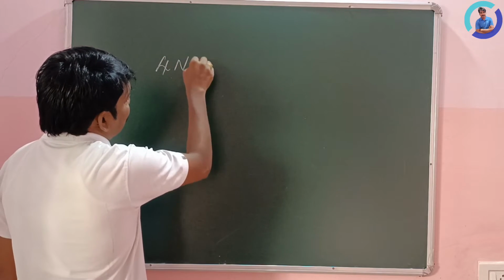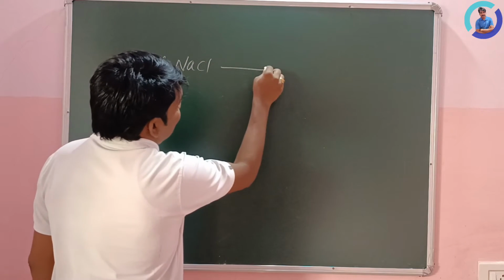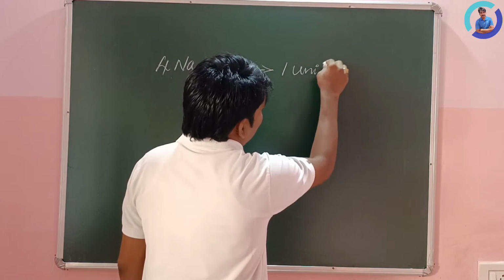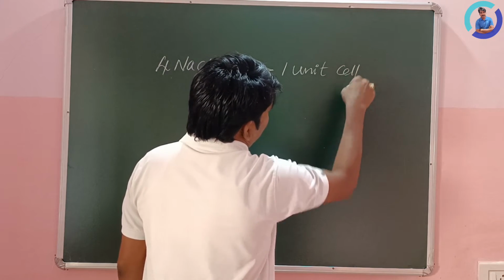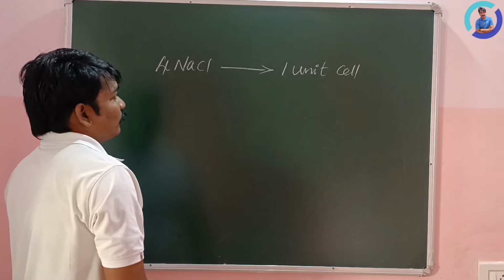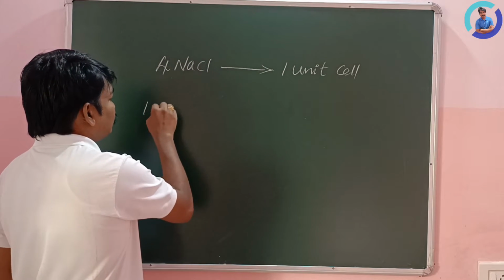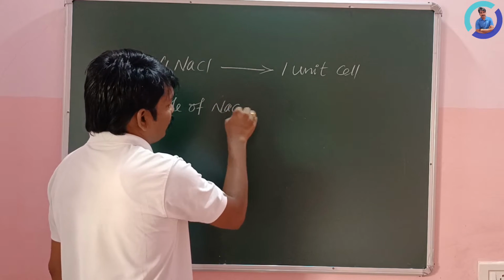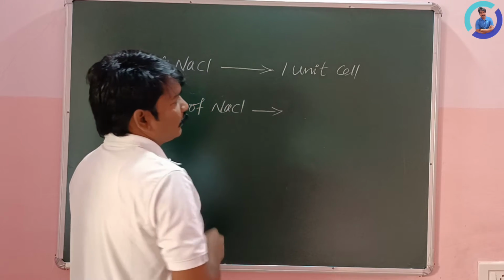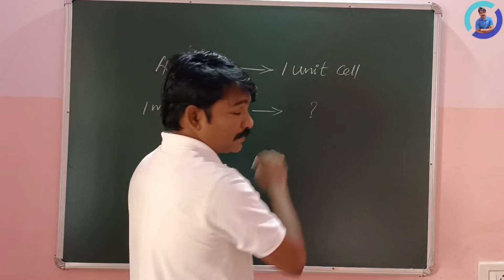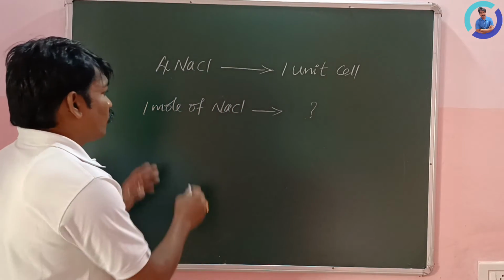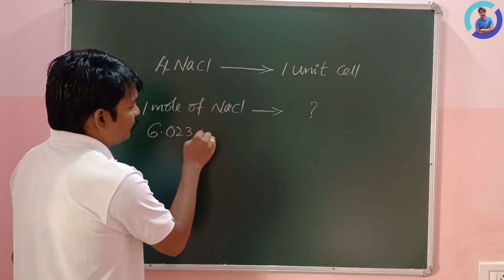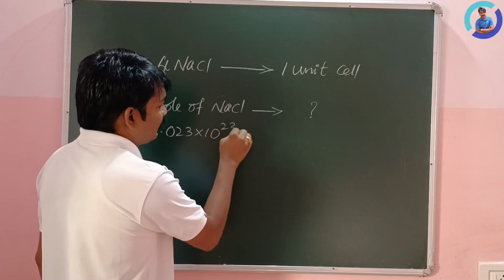And see here, 4 NaCl is equal to 1 unit cell. Therefore, 1 mole of NaCl is equal to how many unit cells? This is the question here. And see here, 1 mole of unit cell, in the sense 6.023 into 10 to the power of 23 NaCl.